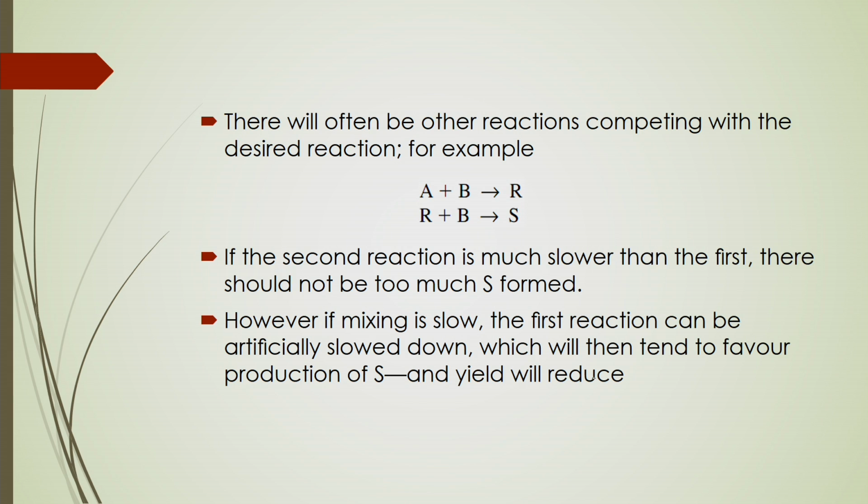Whereas for the fast reaction, A will give you directly S here, not intermediate products like R. So, in that case, since the mixing is slow, the first reaction, that is A plus B is equal to R here, can be artificially slowed down to give you the final product S, and in that case your yield may sometimes be reduced based on that slowing of mixing. So, in that case you have to control the mixing characteristics inside the reactor to get more residence time there.